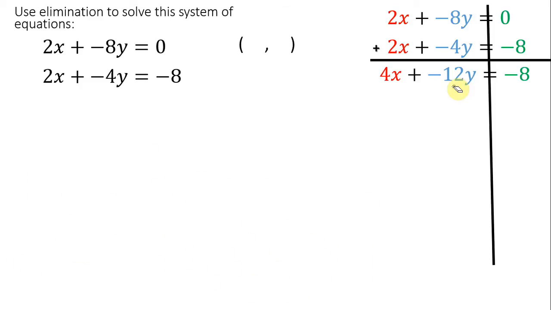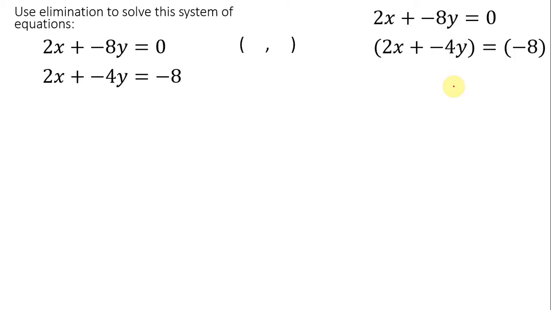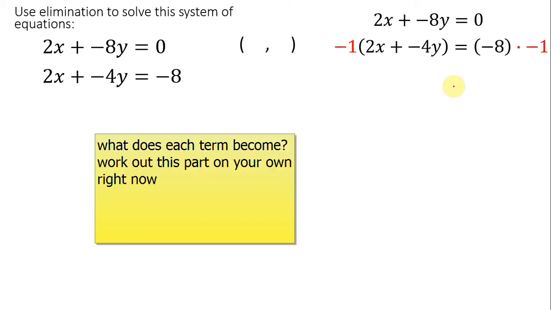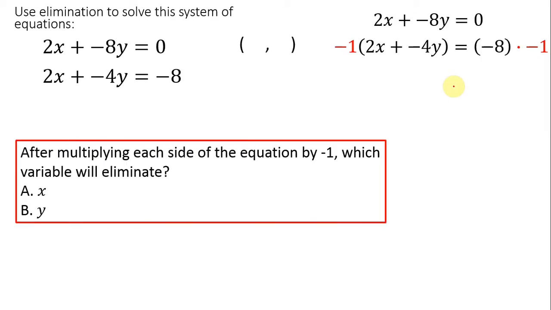We need to figure out what we need to do so we can get a variable to eliminate. What I'm going to do is take an equation and I'm going to multiply both sides of that equation by negative 1. Think about why I did that. After multiplying each side of this equation by negative 1, which variable will now eliminate?